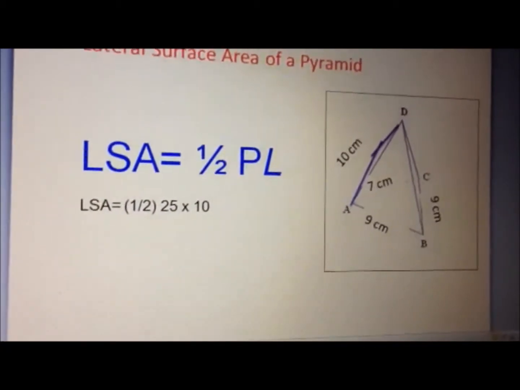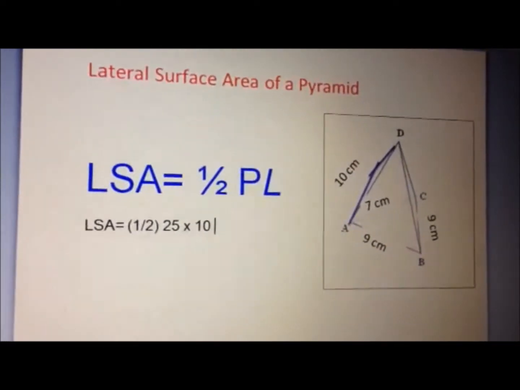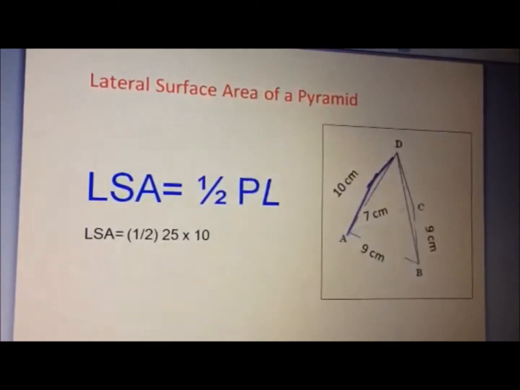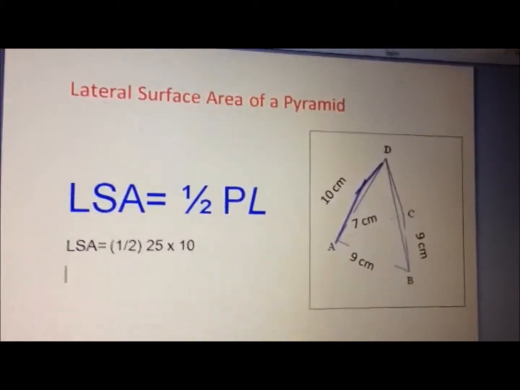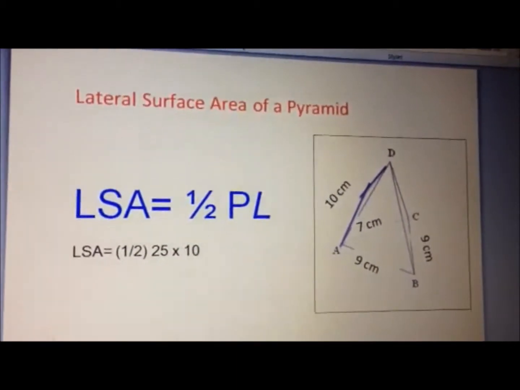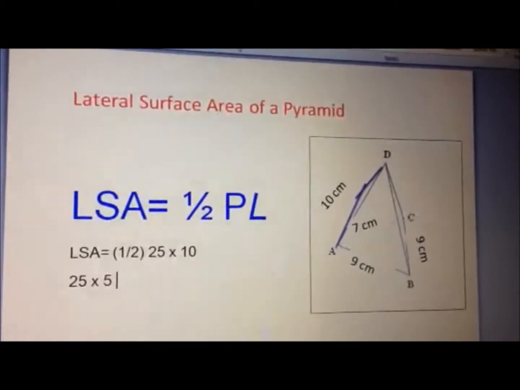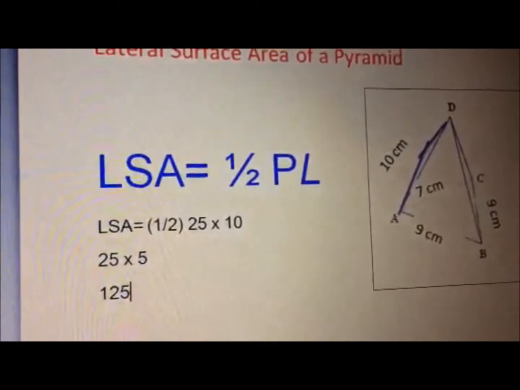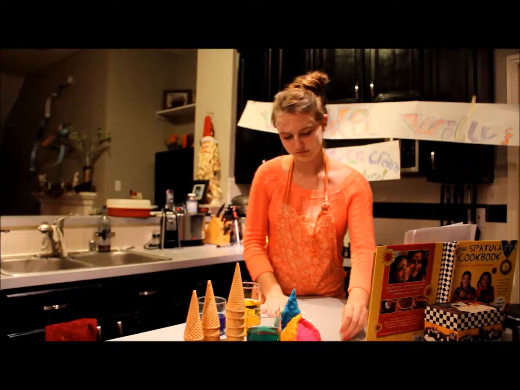You can either do 25 times 10, then divide by 2, or do one of them divided by 2, then just times the other. I'm just going to simplify 10 divided by 2, and then you just have 5. So you would then just do 25 times 5 to get your final answer, which is 125. The lateral surface area is 125 centimeters squared.